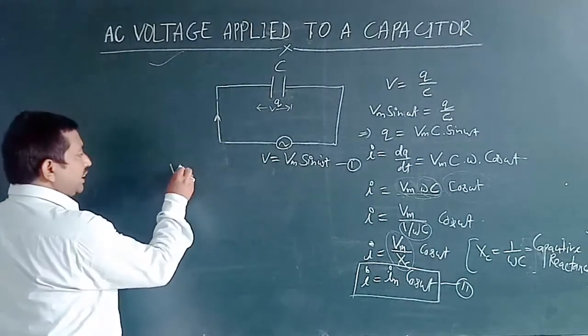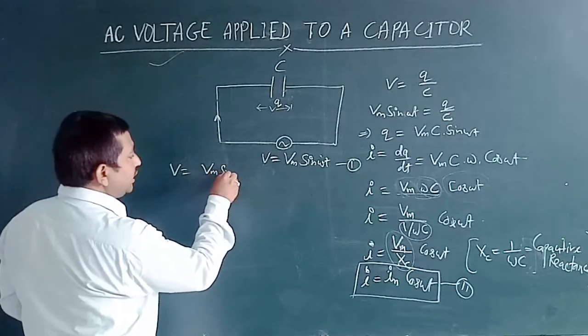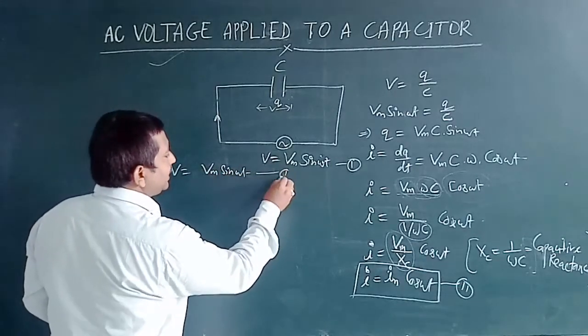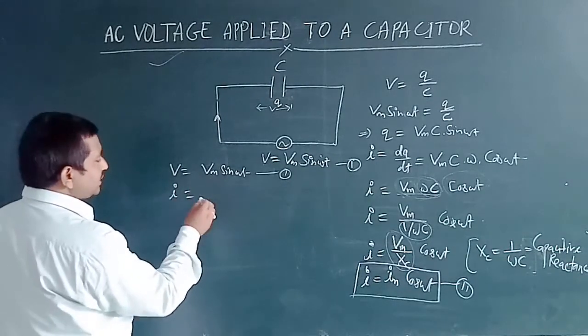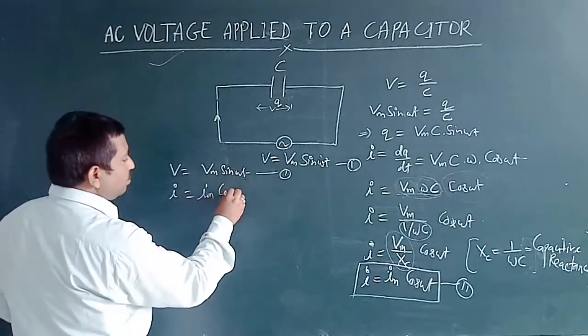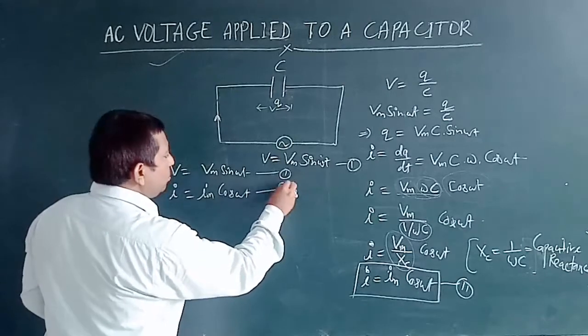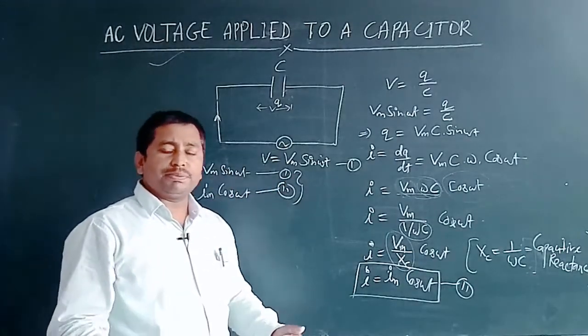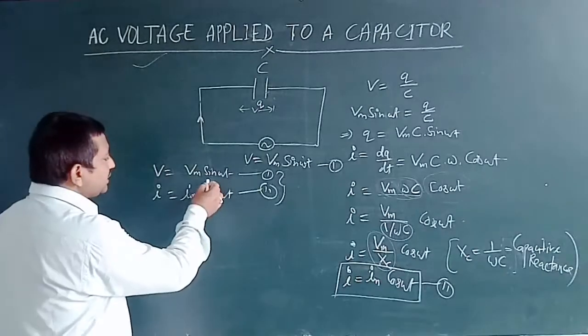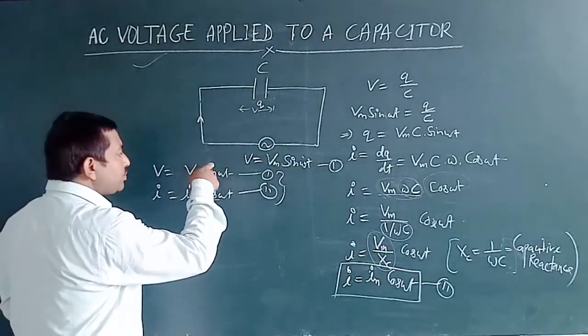So if we write V equal to Vm sin omega t, taking it as equation number 1, and also write I as Im cos omega t, then we can compare these two equations and find out the phase difference between them. Only this cos will be converted into sine.